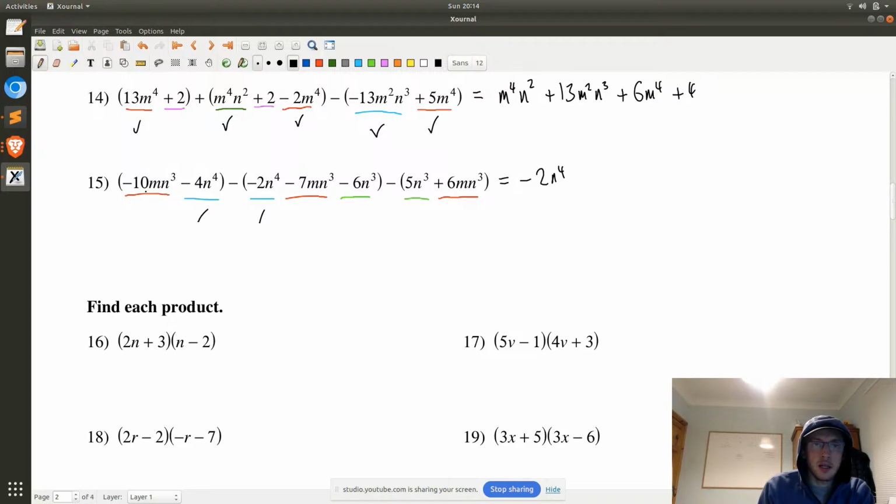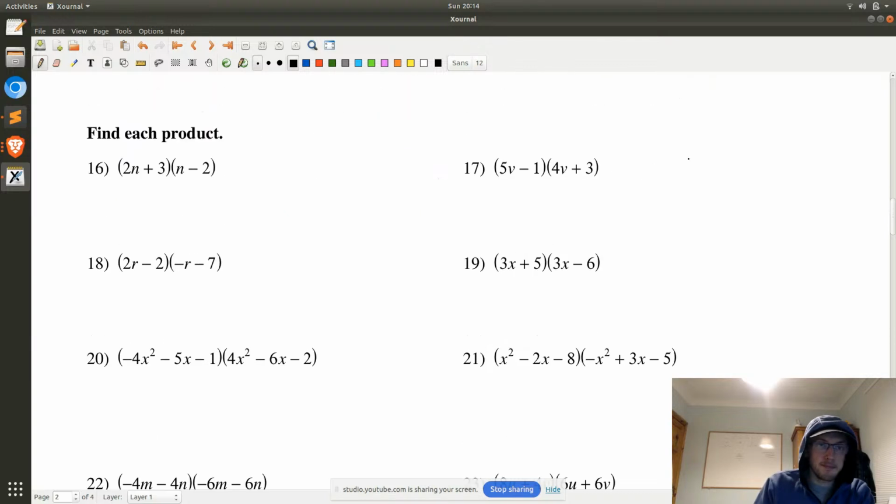Then negative 10, positive 7, negative 6. So negative 3, negative 9. So it becomes negative 9. Okay. Done, done, done. And then here, negative 6n cubed. So negative 11n cubed.